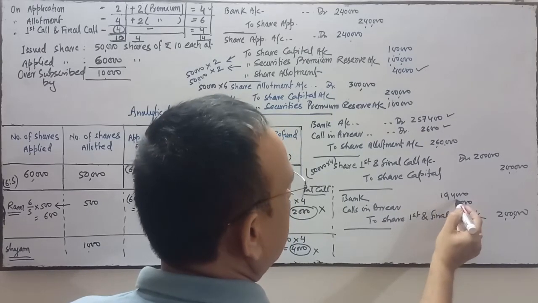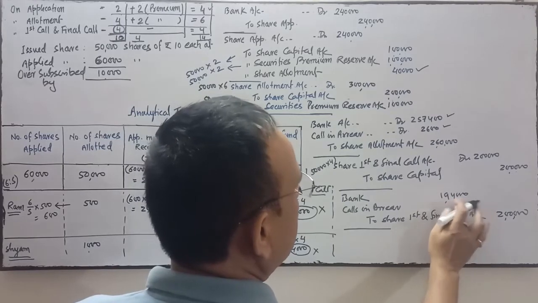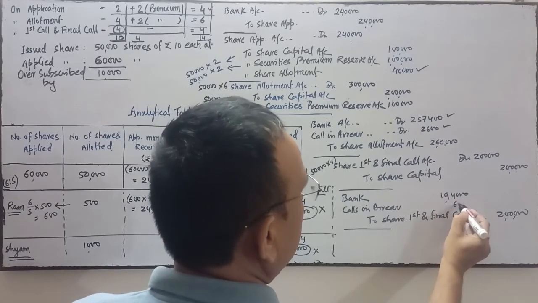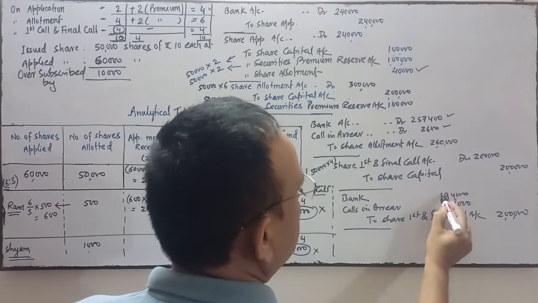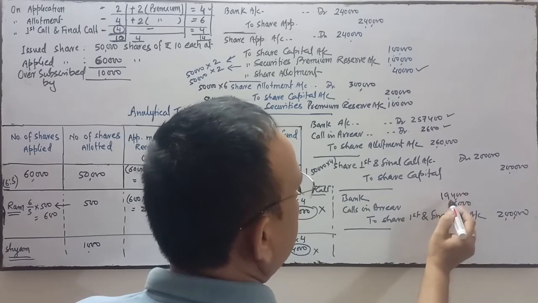1,94,000 will be in the bank account. Is it clear? 1,94,000 will be in the bank account. Is it clear?